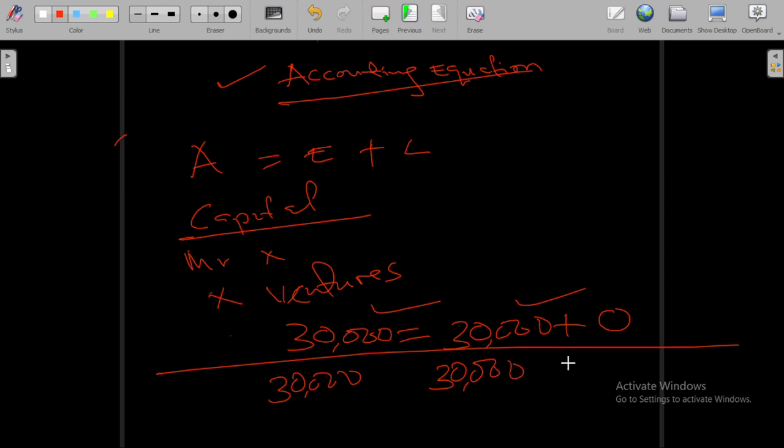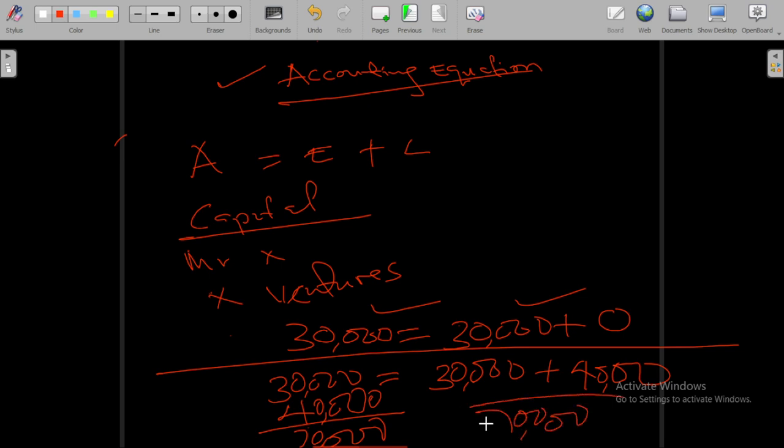Right? Then the money Mr. X borrowed from his brother is, let's say, 40,000 naira. So what did we do with this 40,000 naira? We bought a motor vehicle, which is also an asset, 40,000. So now if we add this, what do we have? We have 70,000 naira. So this plus this is still 70,000 naira. So this is the accounting equation.